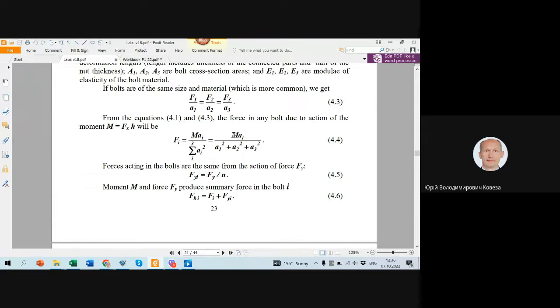Moment 2,100,000 Newton millimeters. Ai means A1, A2, A3, and this parameter changes, and in the denominator A1, A2, A3 are the same. They are stable. This parameter does not change. So we can calculate this plus this, and M divided by these parameters.